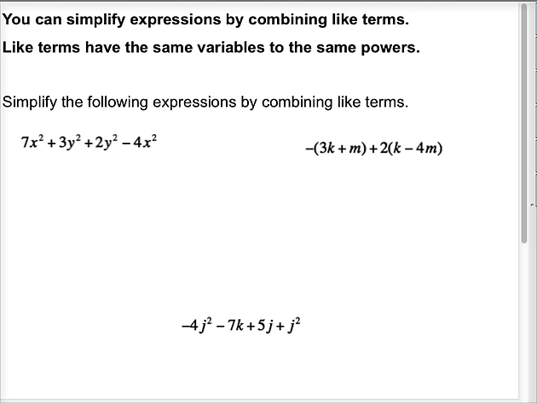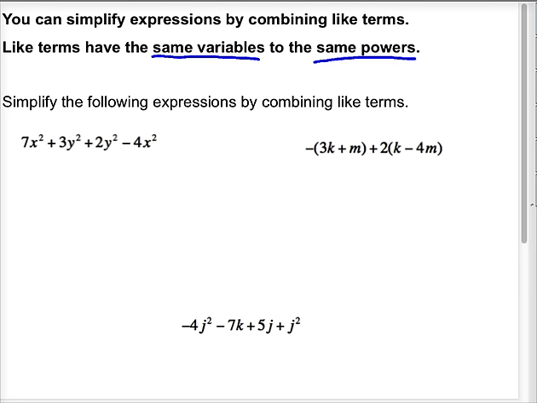So the biggest key when it comes to simplifying expressions, not only that list that we just quickly went through, but combining like terms. Now, like terms means same variables to the same powers. All right, very, very important. So let's take a look. 7x squared plus 3y squared plus 2y squared minus 4x squared. And we're talking about combining like terms. We're combining things that have the same variable to the same power.